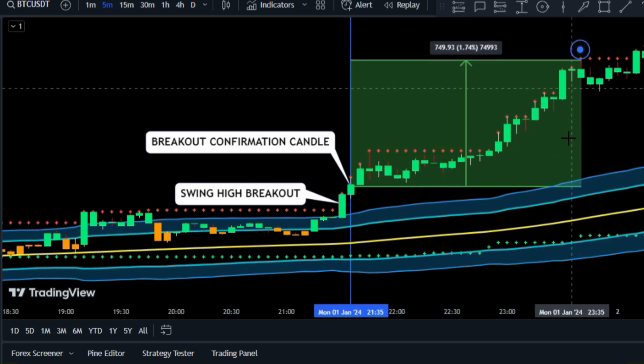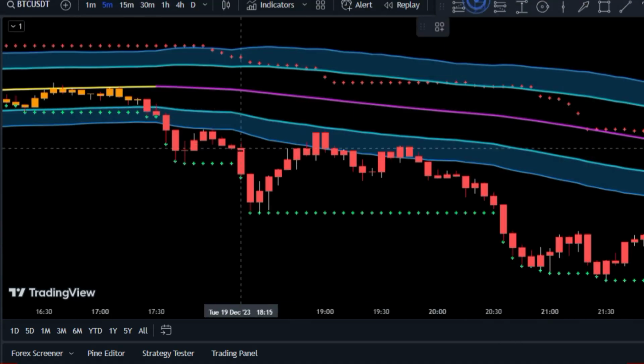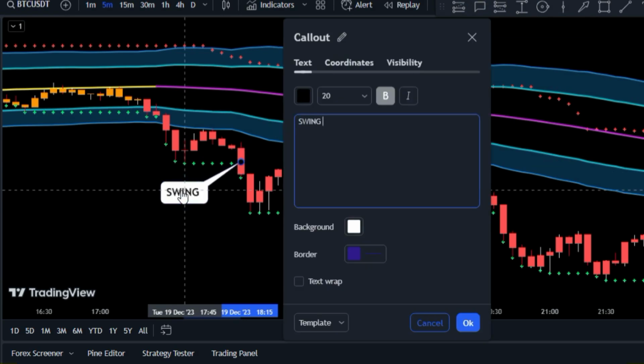So, with the CBG indicator, not only do we get a sense of the market trend, but we also get specific entry points for our trades. It's like having a roadmap for the market.